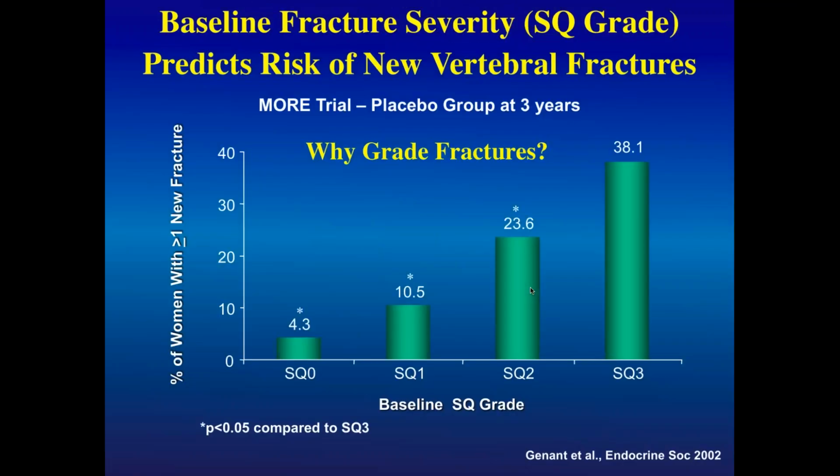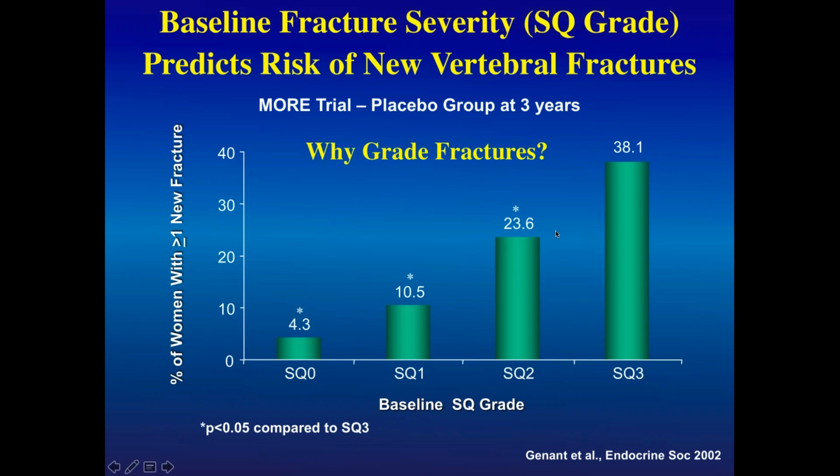So why grade the fractures? Well, it's been shown in many studies that the baseline fracture severity, as well as the number of fractures, predict the risk of new vertebral fractures. Here are the data from the fracture intervention trial with teriparatide in the placebo group at 3 years. For those that had no fracture at baseline, this was their percentage of patients having fracture.